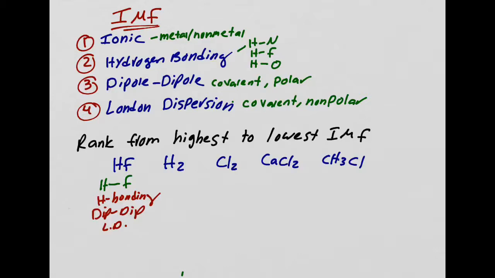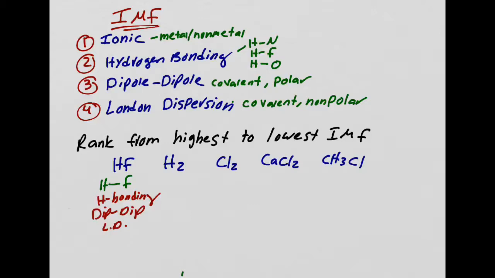Now, this could happen to any compound, right? Any compound could have an induced dipole, a temporary dipole, as the electrons are moving around rapidly at room temperature. So basically everything would have London dispersion, but covalent compounds that are non-polar would only have London dispersion. So HF has hydrogen bonding, dipole because it's covalent and it's polar, and it has London dispersion because everything could have a temporary dipole. So far, so good. All right.